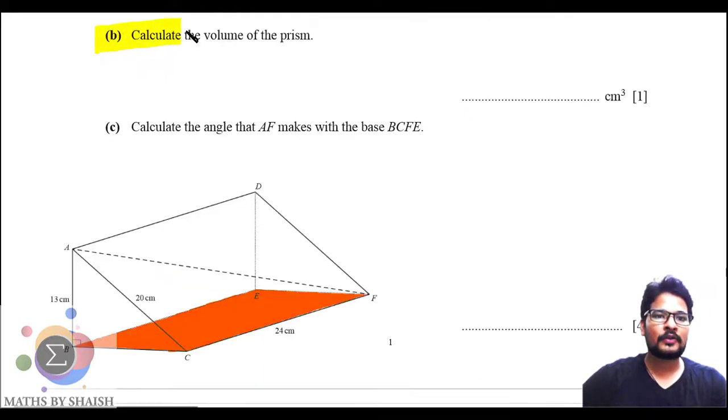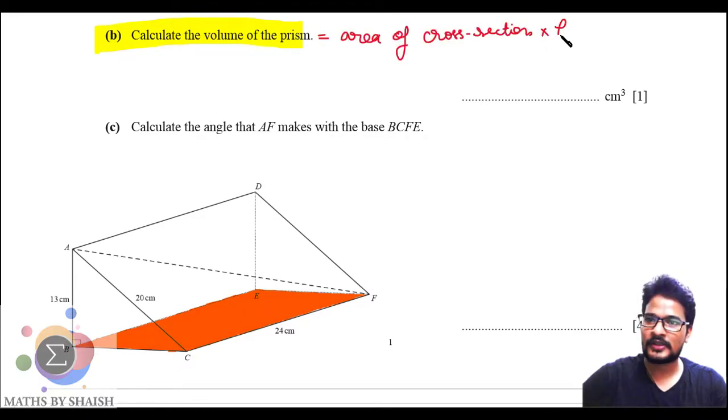Now the B part, calculate the volume of the prism. Volume of the prism is area of cross section into its height. So here area of cross section means area of triangle, and area of triangle we have seen it is root 231. So area of triangle is half into base, that is root 231, into height, that is 13, and multiplied by height. Height means this length, that is of course 24.